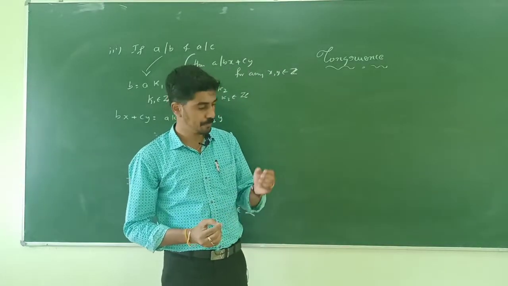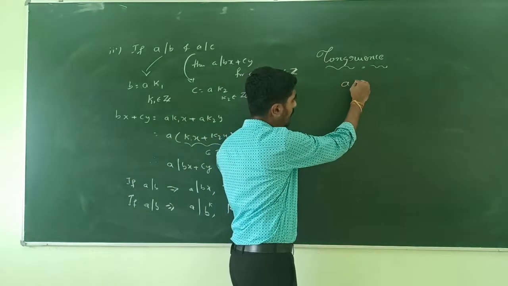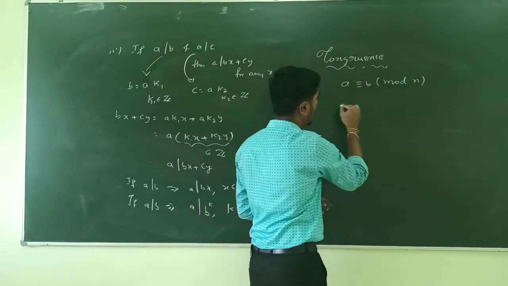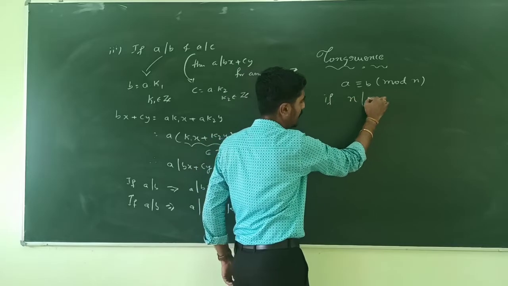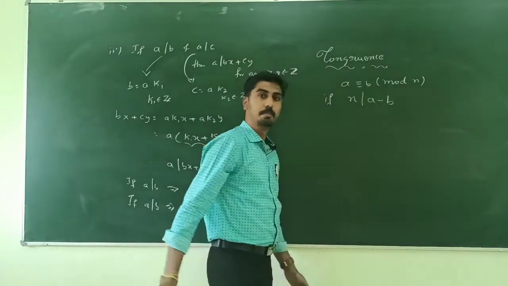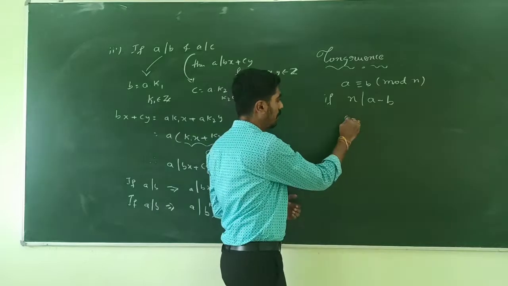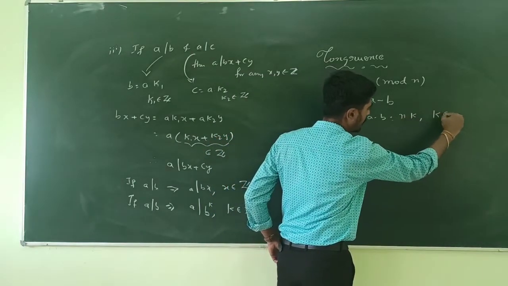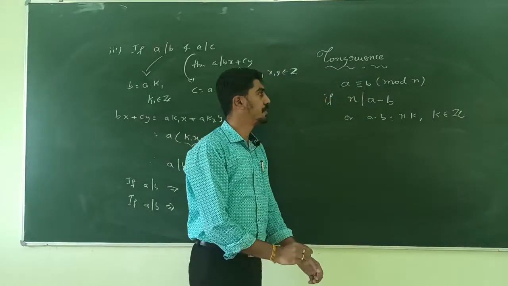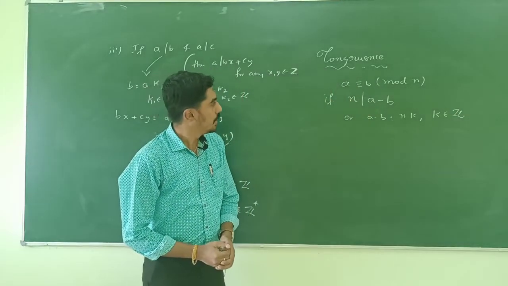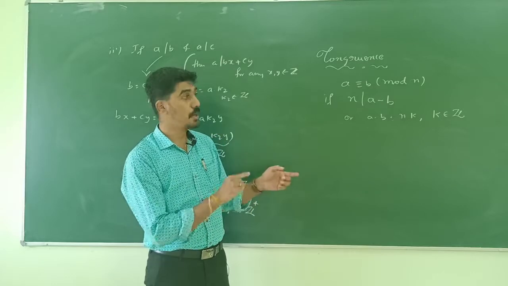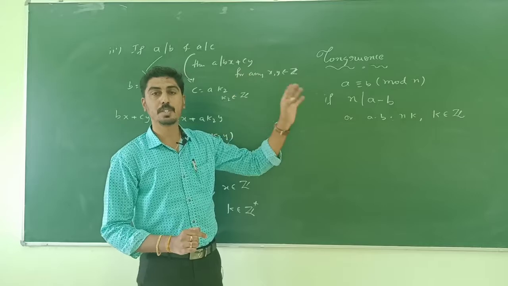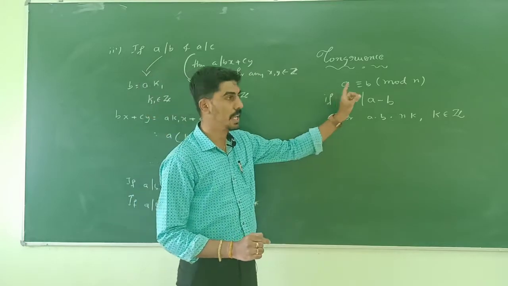We say that an integer A is congruent to B modulo n if n divides A minus B, or A minus B can be written as n into k for some k belonging to Z. In other words, if A is congruent to B modulo n, then A and B leave the same remainder when divided by n.